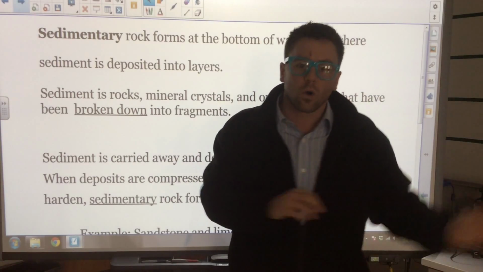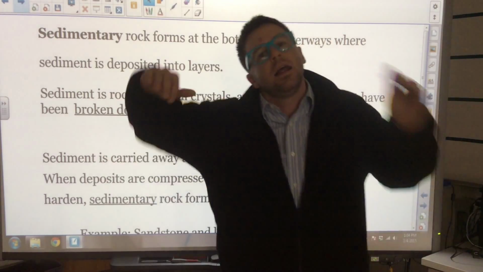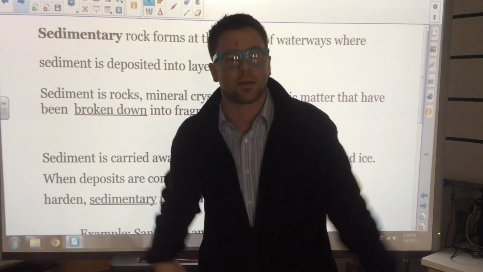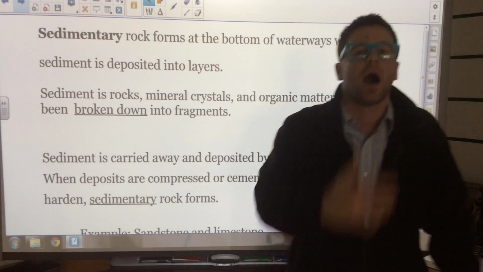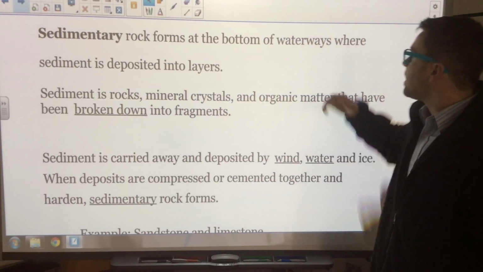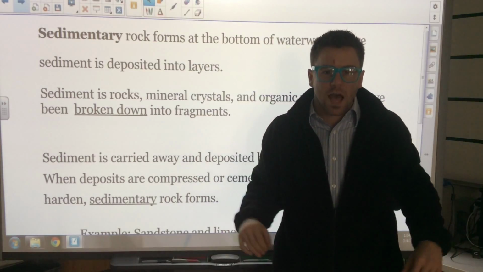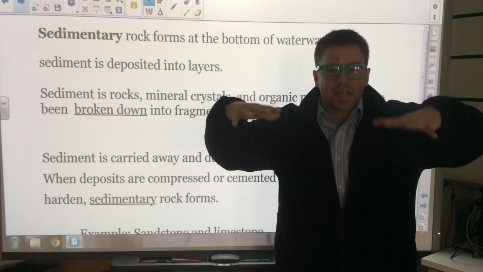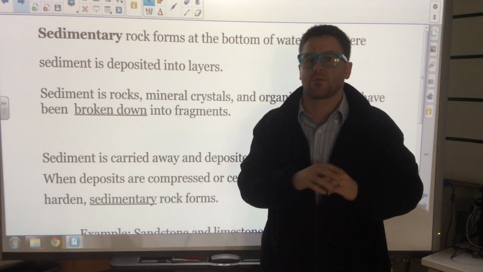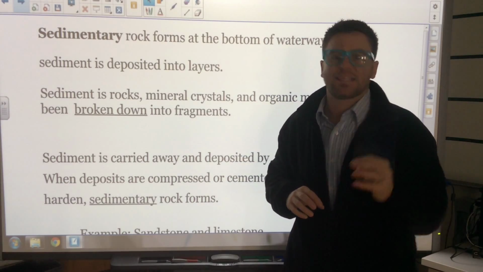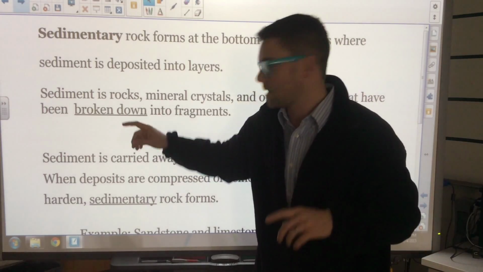Whether by wind or rain or water or ice, it's going to carry that sediment away into a stream or into a river or into the bottom of a lake. And then it settles at the bottom of that lake or river or stream or pond or ocean, right? And it's going to settle into layers over time. And then those layers kind of get pushed down and cemented together. Mineral deposits kind of fill the gaps between all of the different pieces of sediment, and they kind of glue it together and cement it together, making it sedimentary rock, right?